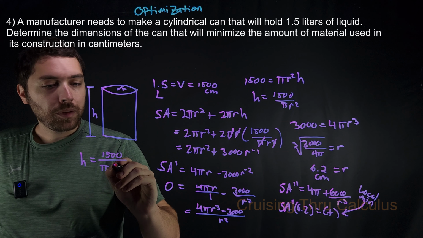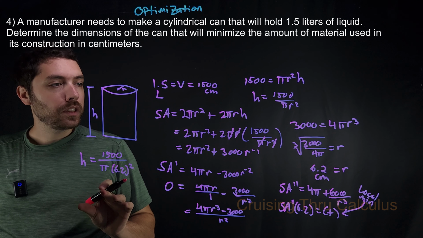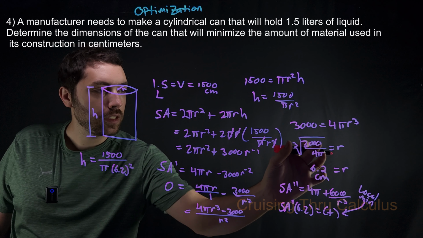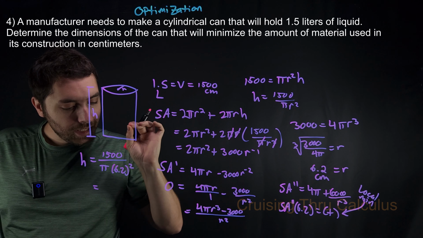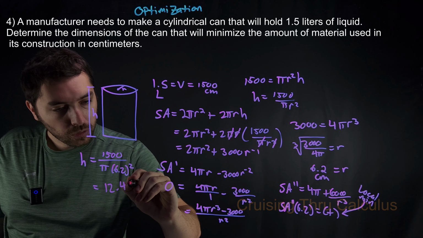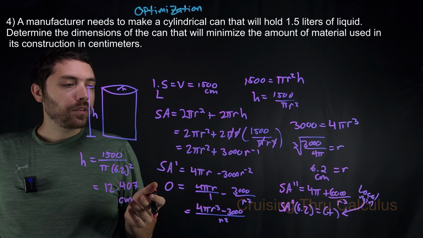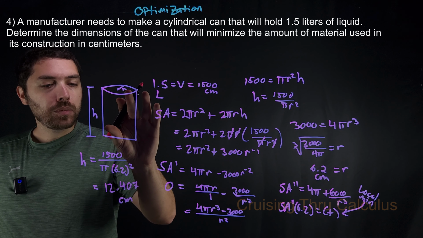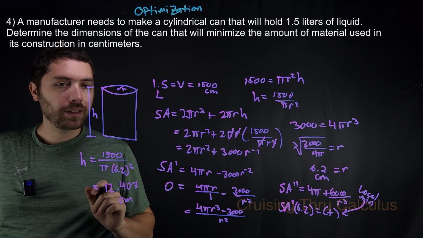Now, just for the moment, I'm going to do 6.2 squared, but actually I already did this beforehand, and when I plugged this into my calculator, I took this exact piece and plugged it in here. So if you plug 6.2 in, you might get a slightly different number than me, but it'll be really close. 12.407 is what I got here. So there we have it. We now know what the dimensions of the can would be that would minimize the amount of material used for our can.